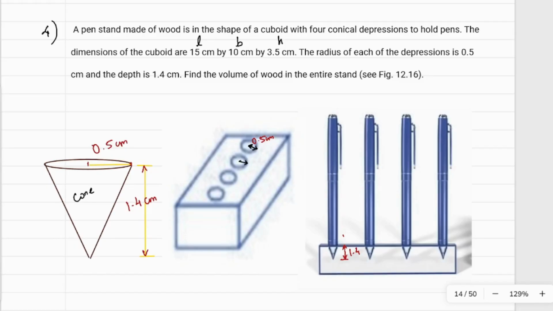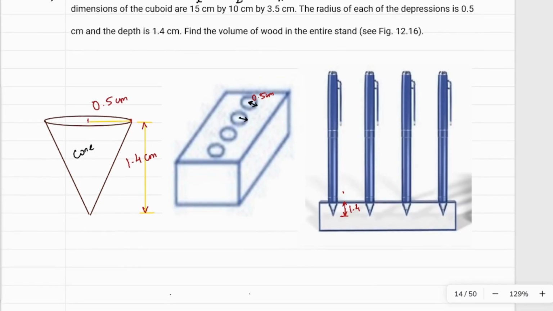A pen stand made of wood is in the shape of a cuboid with 4 conical depressions to hold pens. Dimensions of the cuboid are 15 cm by 10 cm by 3.5 cm. The radius of each of the depressions is 0.5 cm and depth is 1.4 cm. Then find the volume of wood in the entire stand.